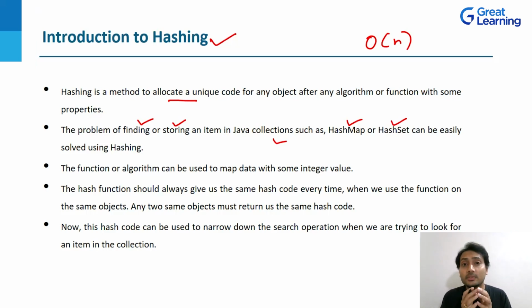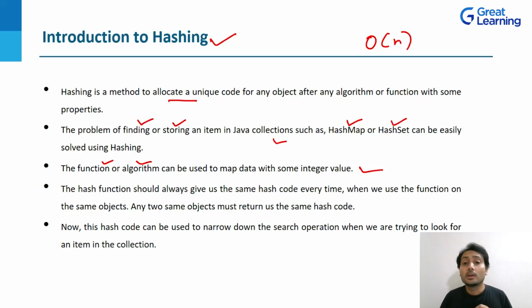Fine, that is the advantage of this hashing technology. And then you're going to write a hash function or an algorithm through which you can map your data to some integer value in your program. Fine, so that is how a hash code will be generated.